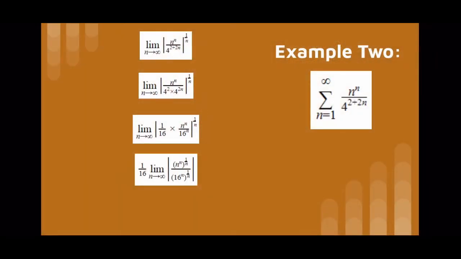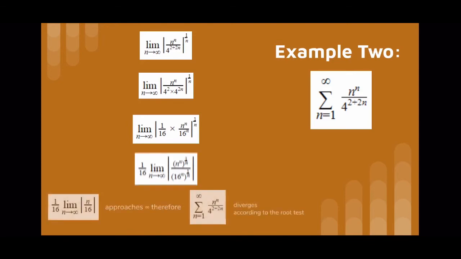Doing that, I was able to pull the 1 over 16 to the outside of my limit. This is equivalent to separating the limit into 2 limits, as if I had the limit as n approaches infinity of 1 over 16, but that simply equals 1/16. So I multiplied 1/16 times the remaining limit, which was what I already had. And I distributed my exponent 1 over n to both the numerator and denominator. Finally, I got an outcome of 1 over 16 times the limit as n approaches infinity of the absolute value of n over 16 by canceling out the n exponents because they were being multiplied together.